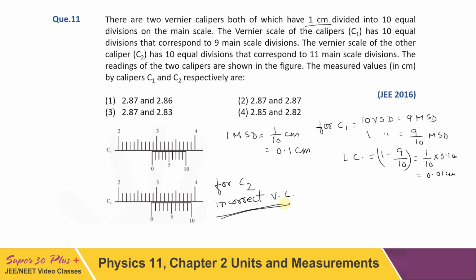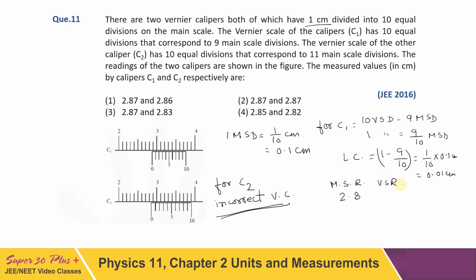So first write the main scale reading. What is the main scale reading for C1? As you can see, 0 is coming after 2.8. So the main scale reading would be 2.8. Now the vernier scale reading: which division is exactly coinciding with any main scale division?